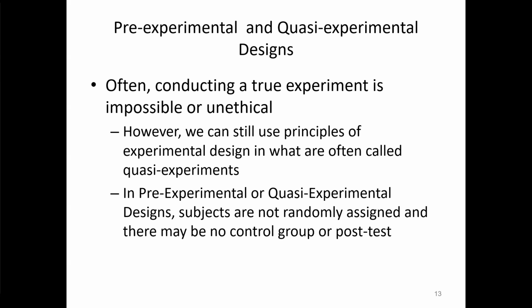Often, conducting a true experiment is impossible or is unethical. However, we can still use the principles of experimental design in what are often called quasi-experiments. In quasi-experiments, the subjects are not randomly assigned. So maybe it is too expensive to randomly assign people to treatment or comparison groups, or maybe it's unethical to do so. For example, if you want to know the effects of being laid off from a job on mental health, you can't randomly assign some people to be laid off and others to keep their jobs.